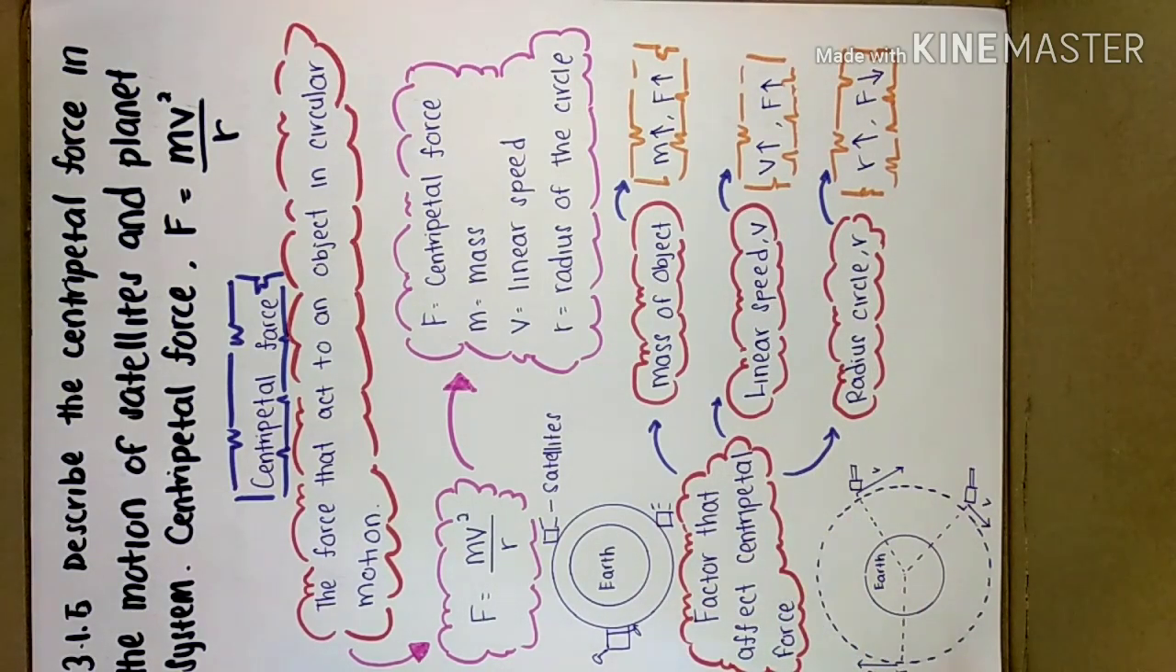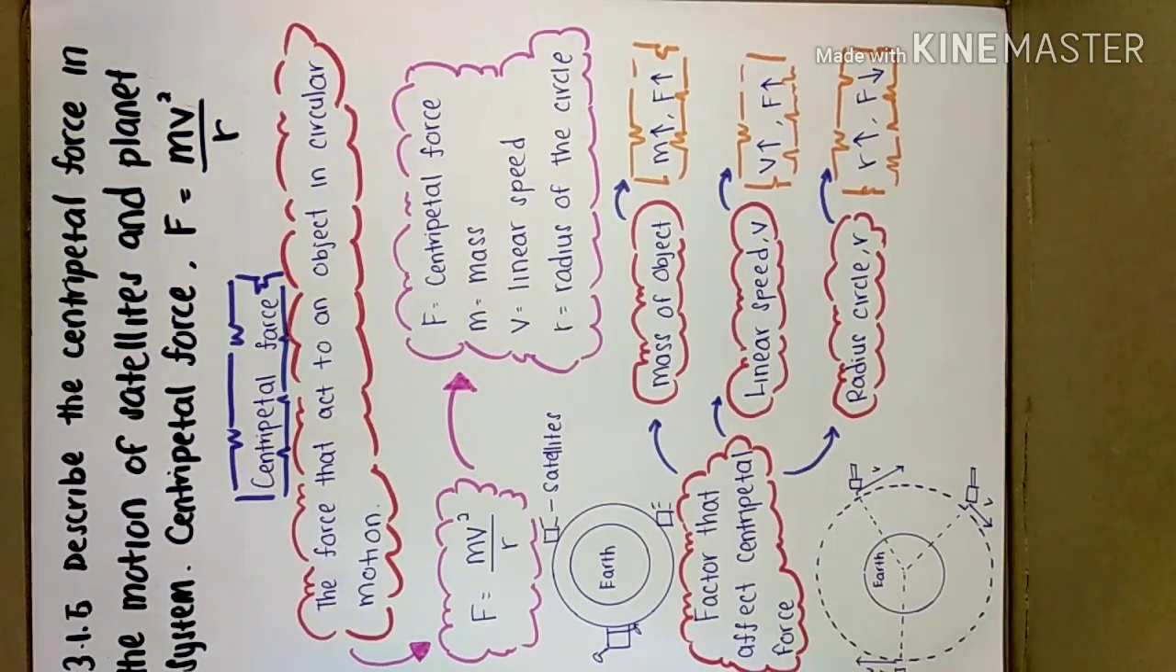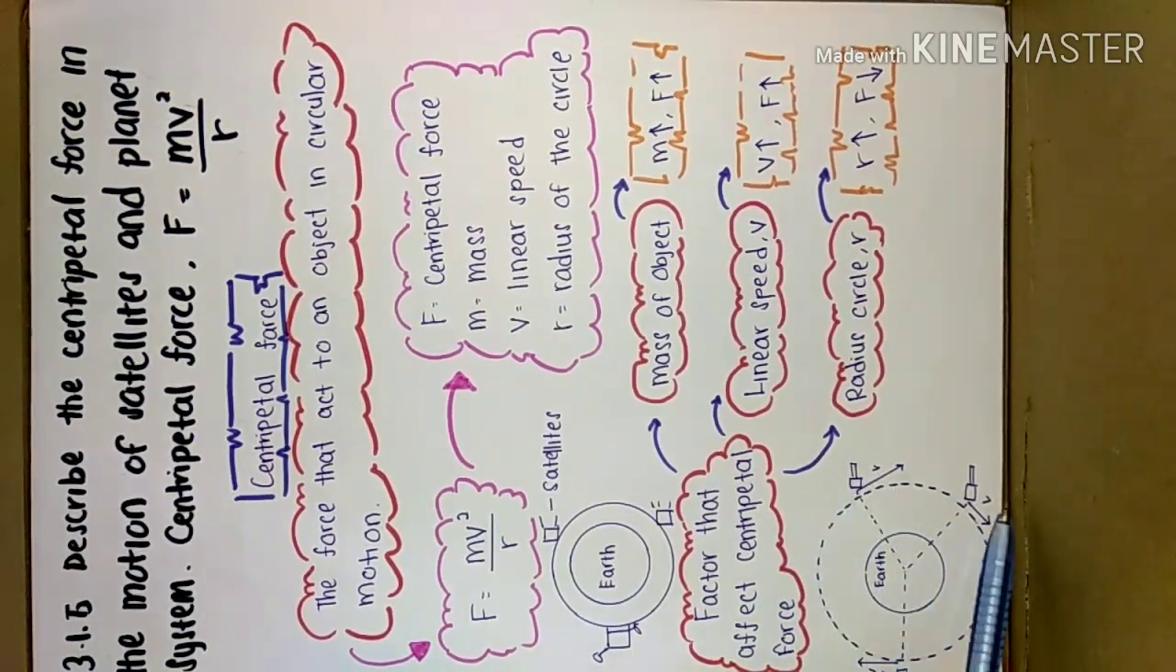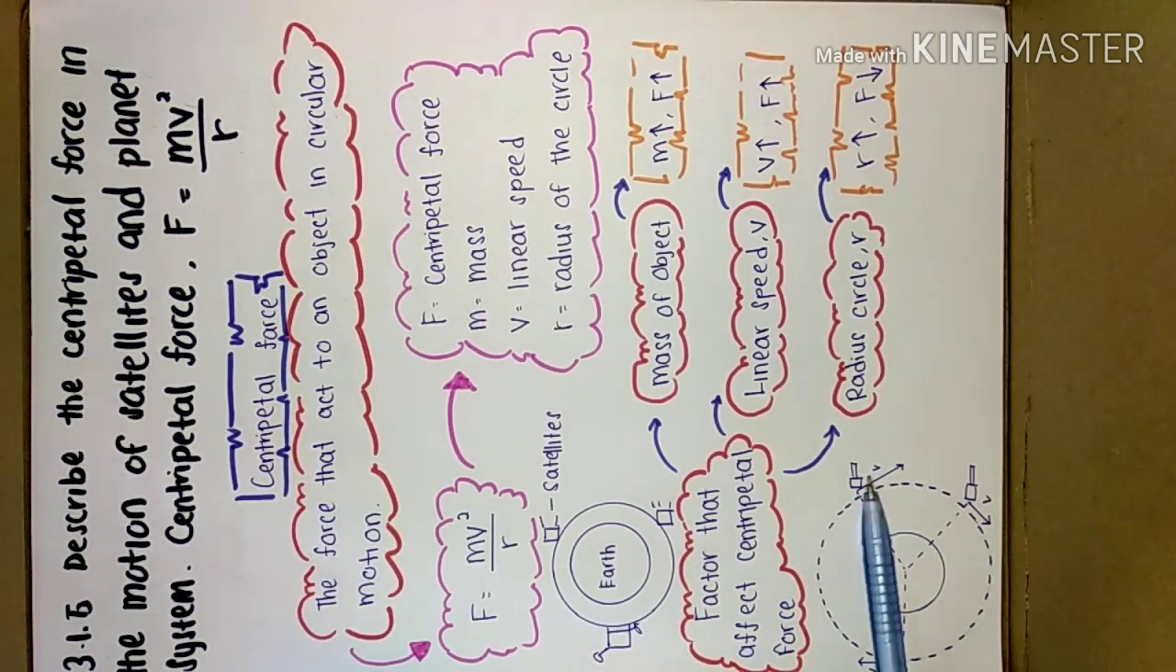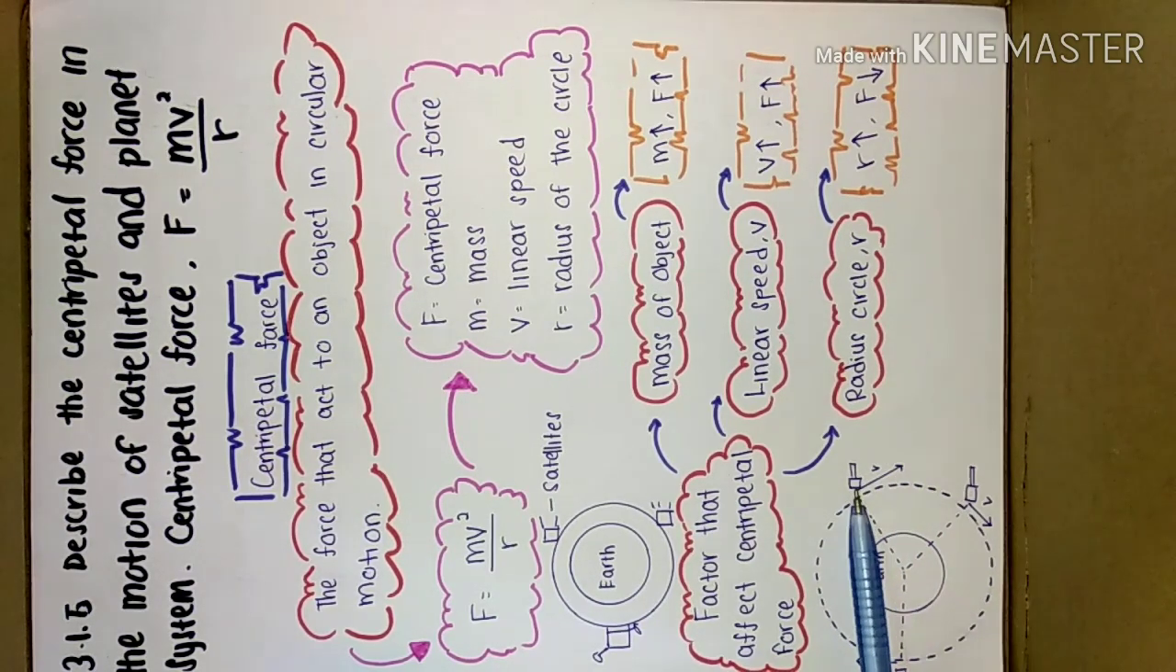This is the diagram that you can see that we have a three-movement satellite here. So it started from here and it moved to here and here. So surrounding the Earth, and we have a velocity here, and this is the radius of the circle, and the velocity is the linear speed, and the mass is the mass of the satellite. Okay?